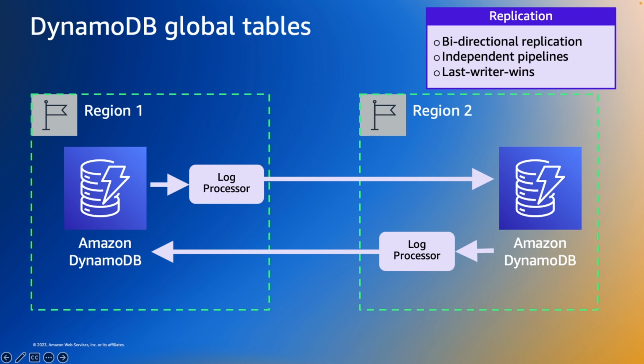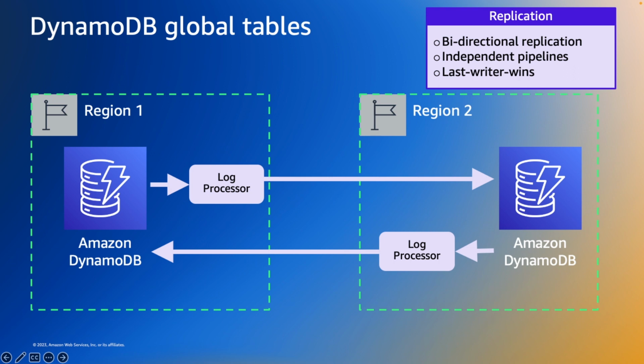And then what Global Tables does underneath the service is string these tables together. So if you put an item into DynamoDB in region 1, we have a log processor to pull those records out and push them into region 2. If you write an item in region 2, we will replicate that back to region 1. The Global Tables service is an anti-entropy system at its core. Its goal is to make all the items in all the regions look exactly the same.